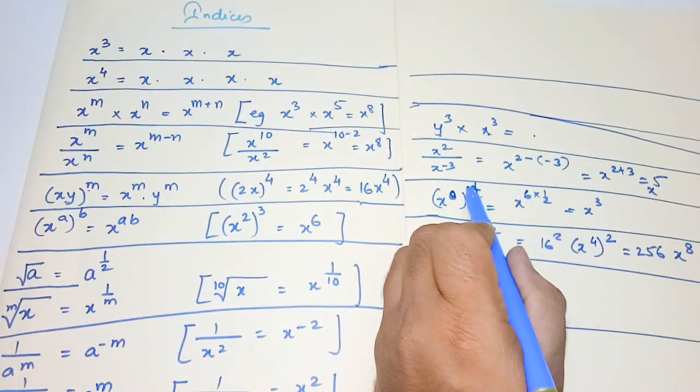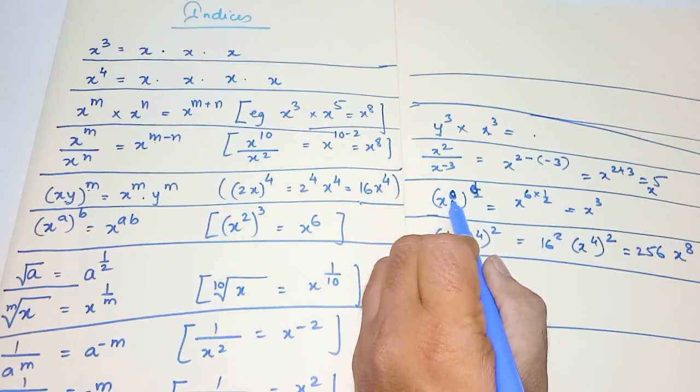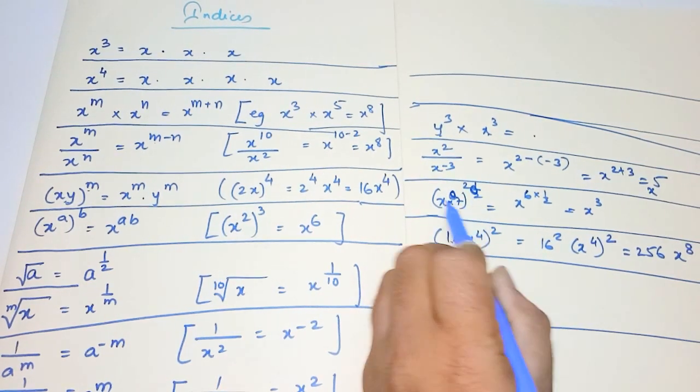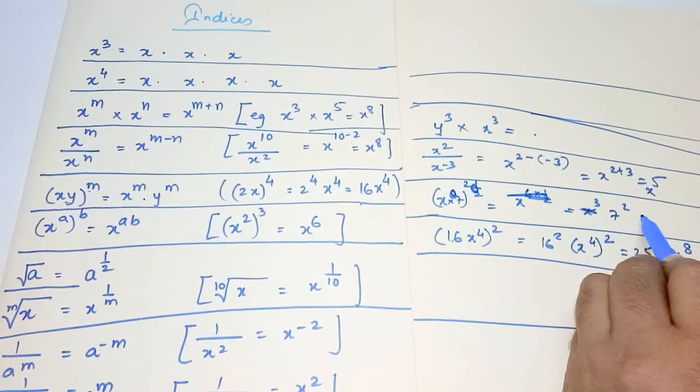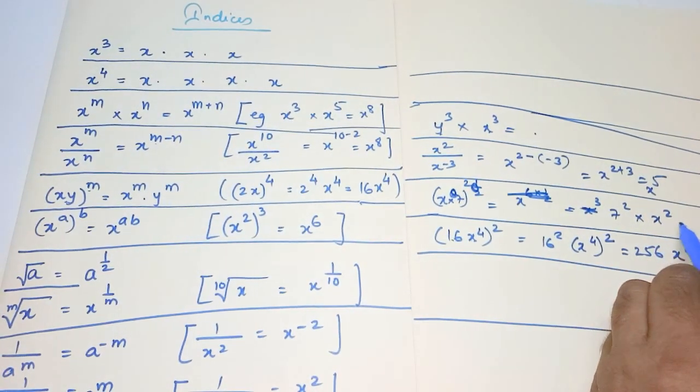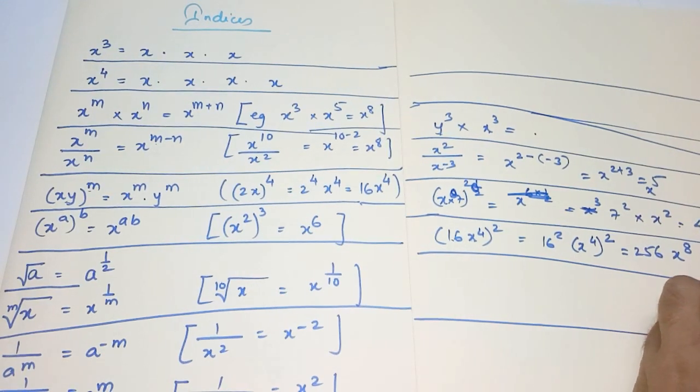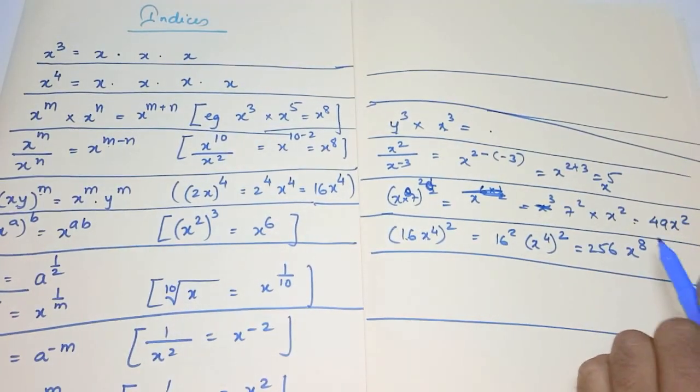Now let's say maybe an example: 7 times x, the whole squared. It's going to be 7 squared times x squared, which is going to be 49 times x squared. So this is going to be your answer.